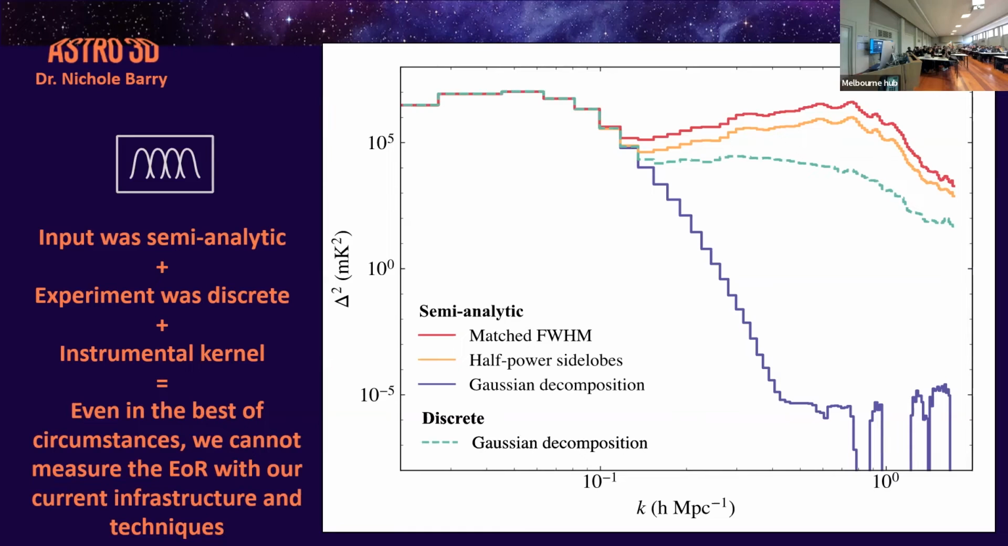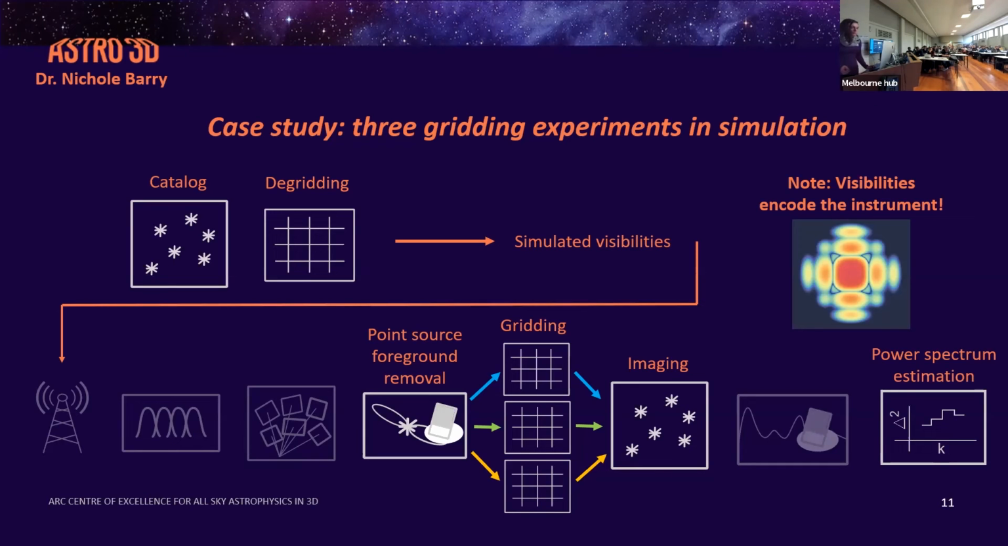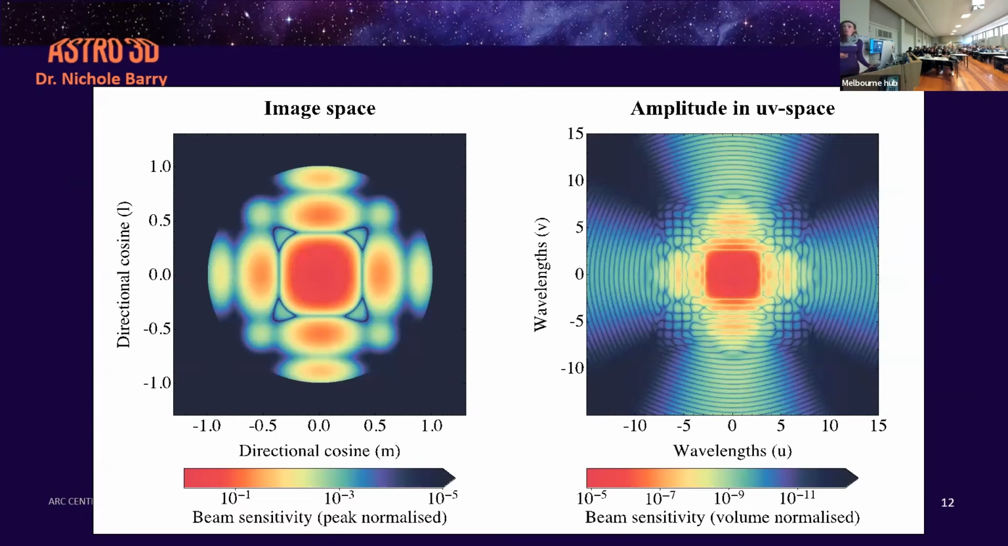So even in the best of times, we can't measure the EOR with our current infrastructure and techniques, because we need to use discrete methods in order to average up hundreds of hours of data. We can't necessarily use these analytic formulations. They took forever to run. So that's bad. But there's something even worse. If you add a horizon, things change, because this Gaussian decomposition is missing that hard edge of the horizon, right? But I can still add that in analytically.